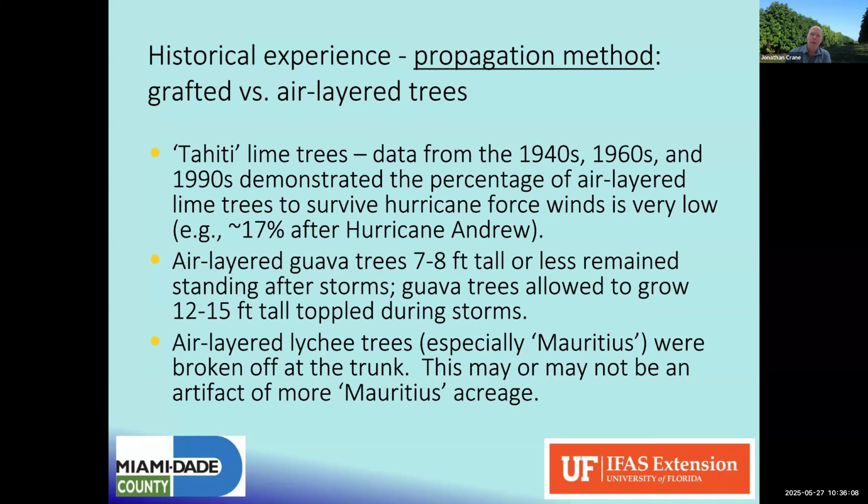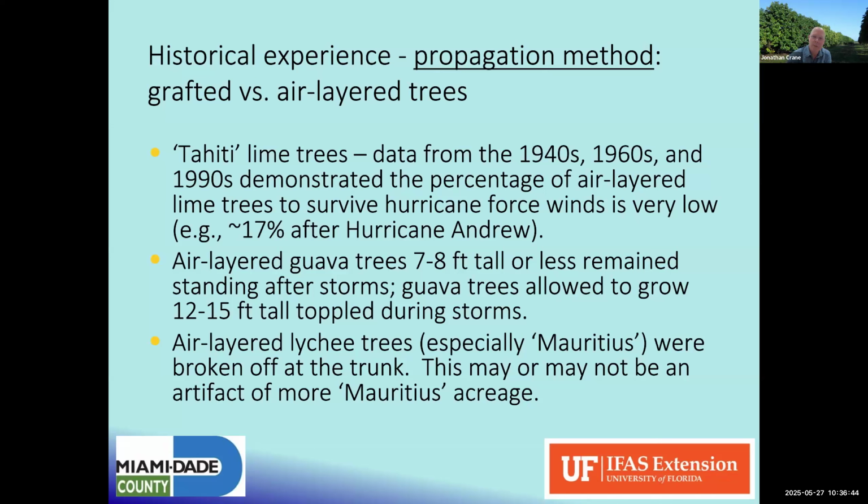Trees that were grafted lime trees tended to stay where they were. Air layered guava trees, if they were kept small, remained standing. However, if they were allowed to get 12 to 15 feet tall, many of them fell over. The majority of them fell over. Air layered lychee trees, some of them, and it sort of varied by variety. Mauritius, there was quite a bit of broken off trees compared to Brewster at that time. That observation may or may not be an artifact that there was more Mauritius acreage, but it did seem apparent at the time.